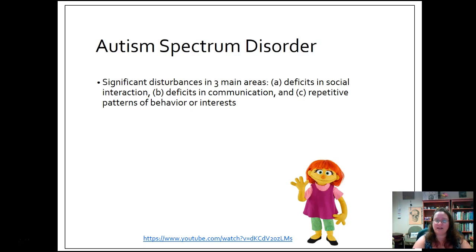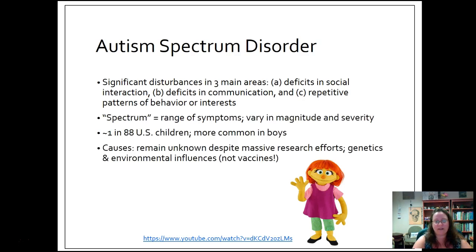Individuals on the autism spectrum have significant disturbances in three main areas. That's social interaction, communication, and then we often see them have repetitive interests or behaviors. The spectrum really indicates that it's a range of symptoms, a continuum of symptoms, not just one thing, it's a whole spectrum. So these behaviors vary in magnitude and severity.